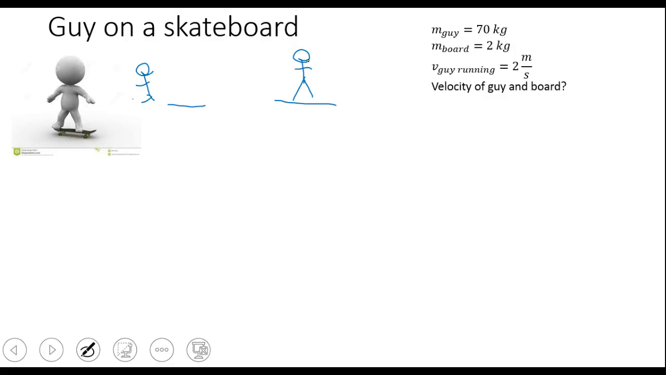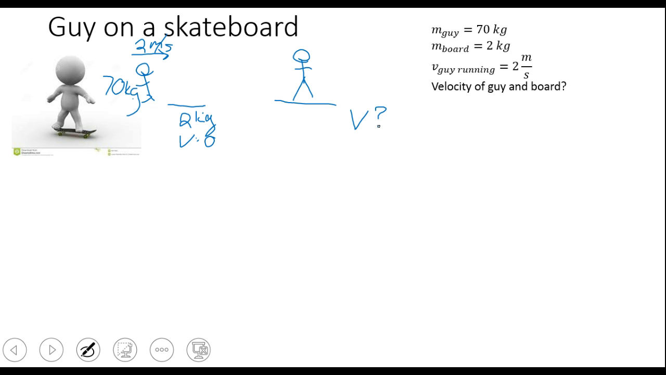So our guy is 70 kilograms, and he's going to be running at 2 meters per second to the right. And so I'll just go ahead and label that. This is going to be meters per second, and he's 70 kilograms. The board is 2 kilograms, and in this initial starting state, its velocity is 0. It's just sitting there. And then I want to know what's the final velocity of this system.